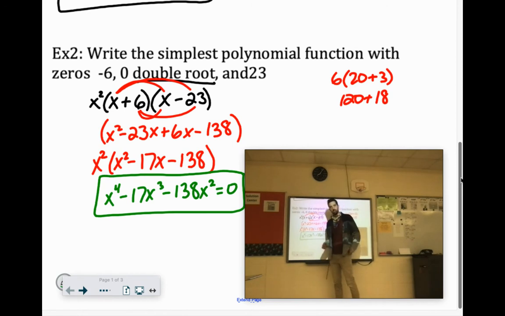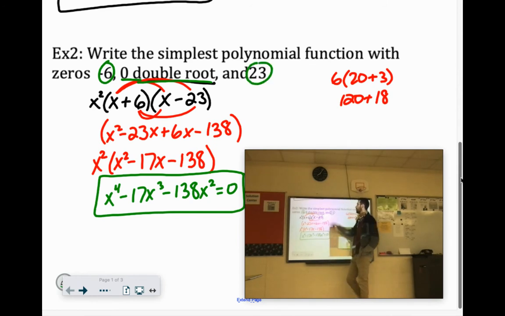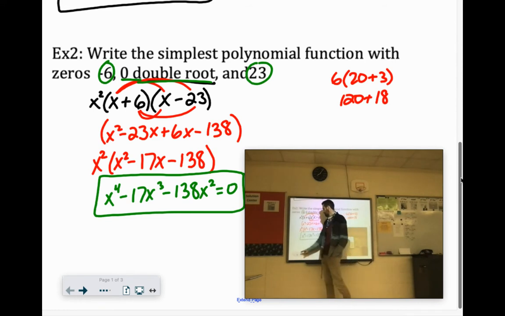So it's to the 4th degree, so there should have been 4 zeros. Well, -6, 0's in there twice, and then 23. Those would be our 4 zeros. Great.